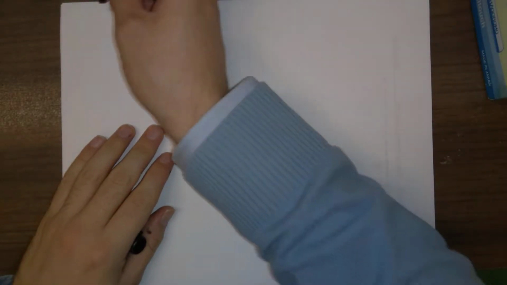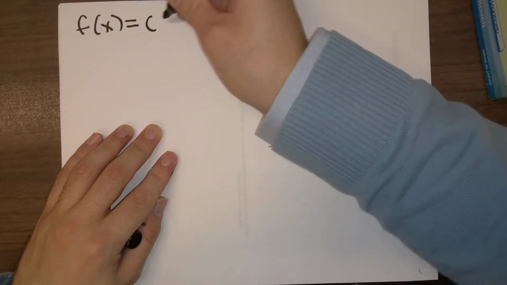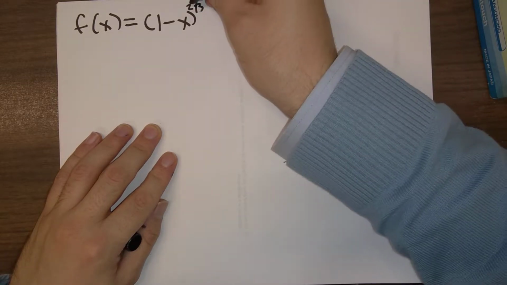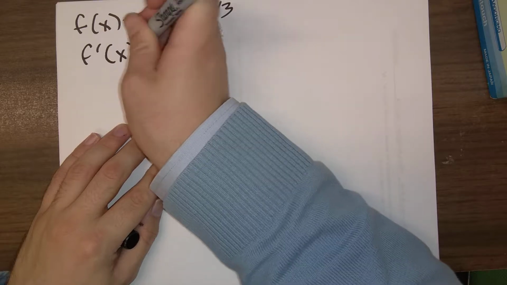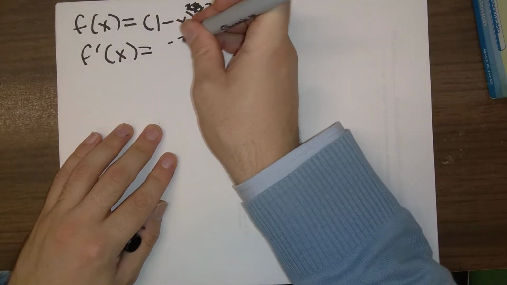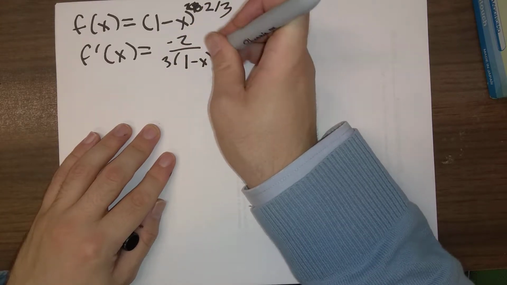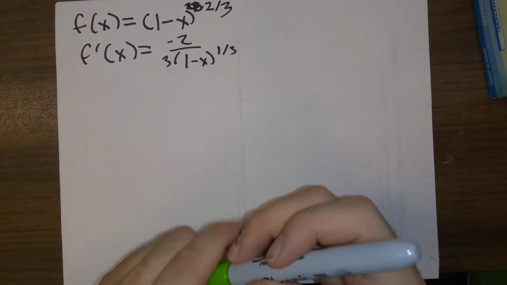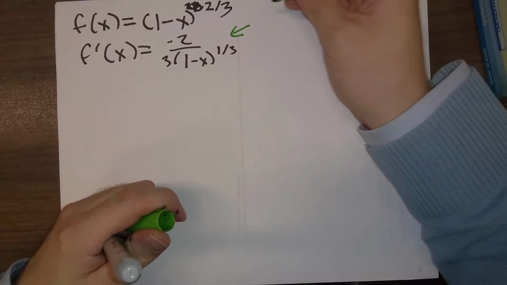Let's do a few more examples and then we'll call it quits in this section. So what happens if we have f of x is 1 minus x to the 2/3 power. So f prime of x is going to be minus 2 over 3 times 1 minus x to the 1/3 power. So this is never equal to 0. So we don't have any critical points because f prime of x is equal to 0.